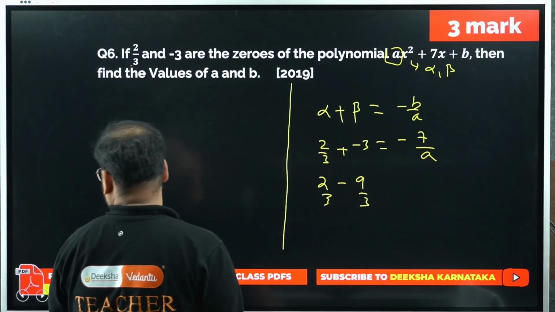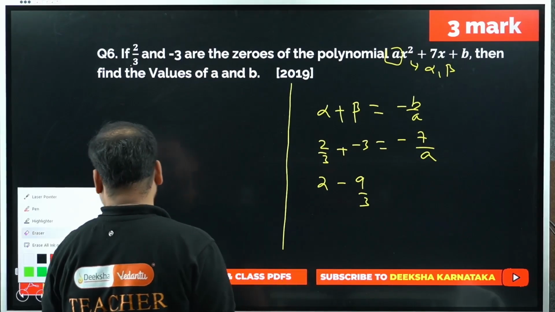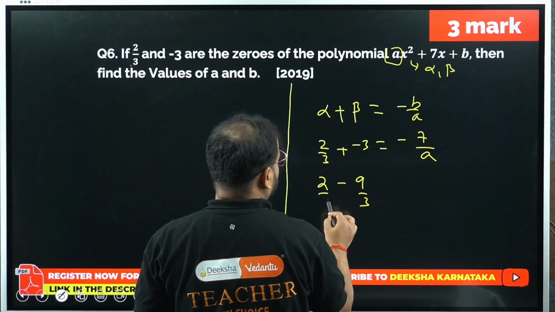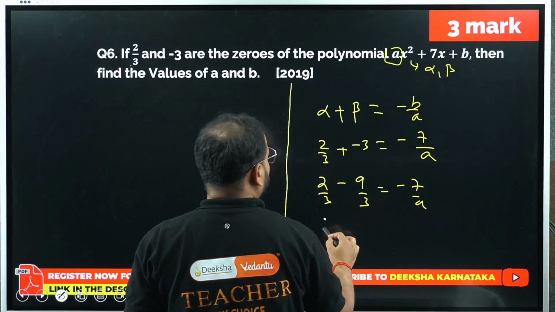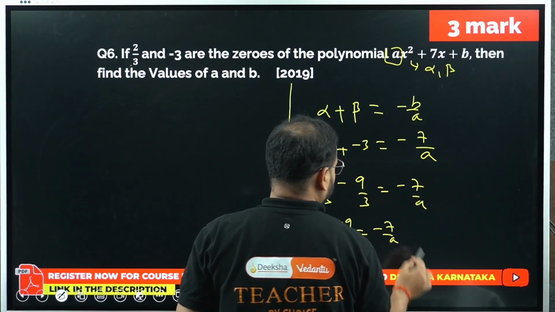Correct, no? 2 by 3 and minus 9 by 3 is what? Simply 3. So making equivalent fraction. Please check what I'm getting over here: 2 minus 9 by 3 equals to minus 7 by a.